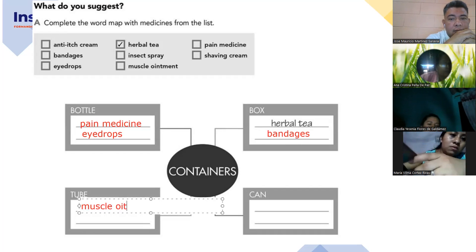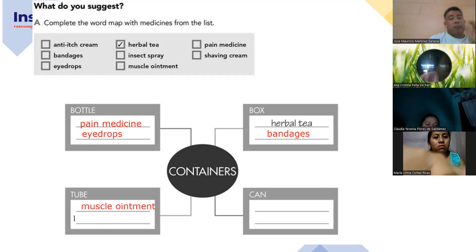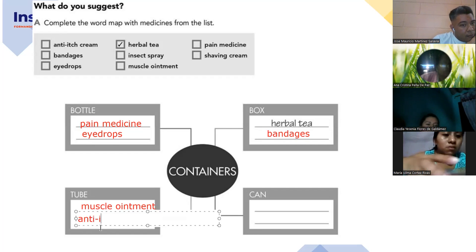Muscle ointment. Pressure cream. Yes. Oh, I made a mistake here. Sorry. Anti-itch cream. Anti-itch. And, oh, yes, cream. Exactly. Anti-itch, and it's cream. A cream. Okay, yes. Very good. In a can, what can we have over there?